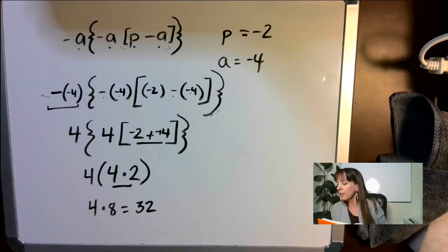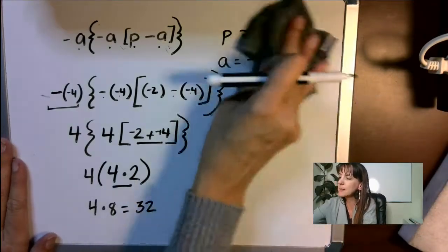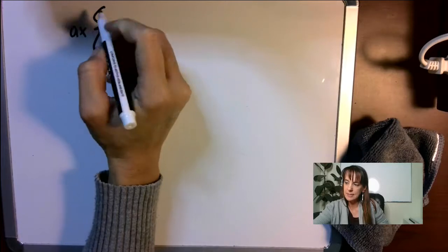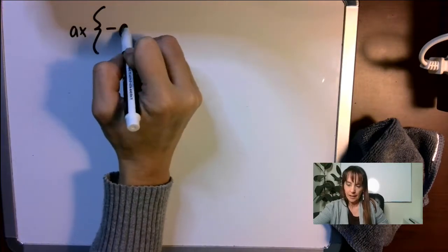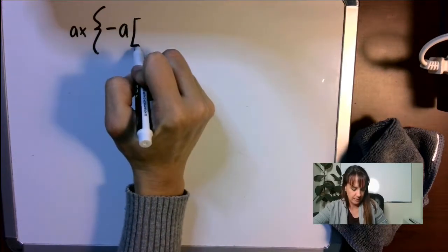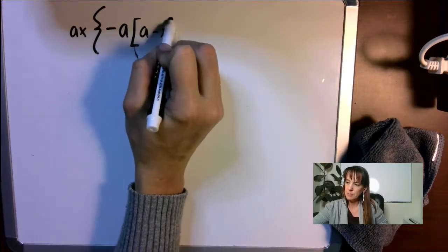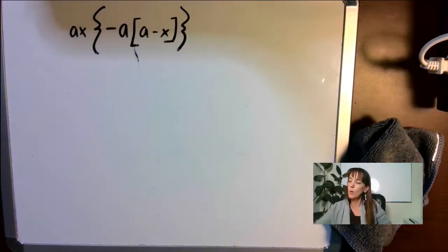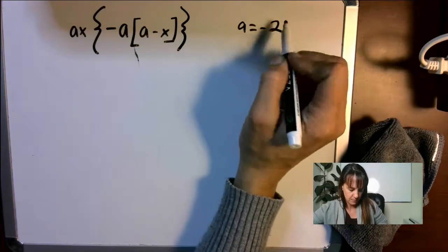So let's try some others. I'll adjust so that I'm not off the table here. All right, so looking at that, we have example 2. We have ax, and instead of brackets, I'm going to use some braces. Negative a, instead of these guys, I'm going to use some brackets. A minus x, brackets, braces. Okay. A equals -2.